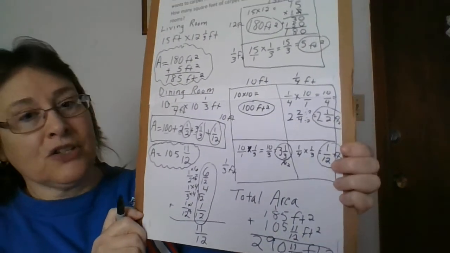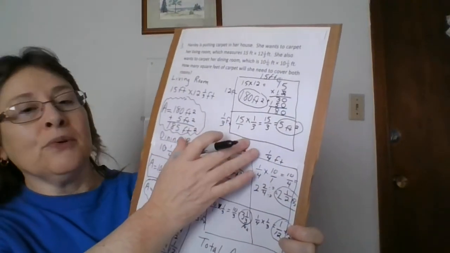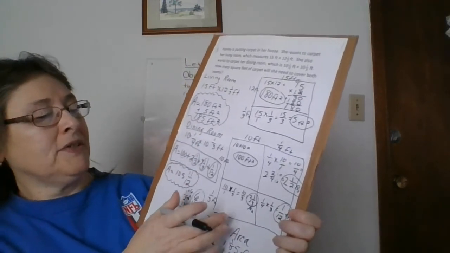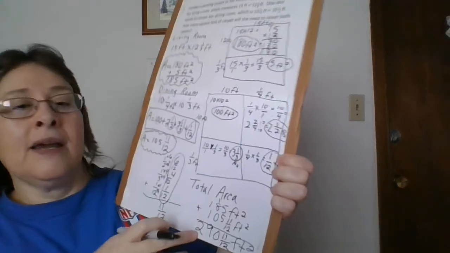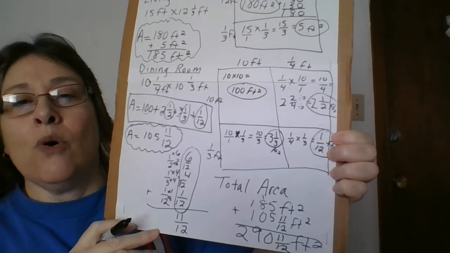So this one was a lot of work. I had to find the area of the living room first. Then I had to find the area of the dining room. And then I added them both together. And that gave me my total for the whole floor.